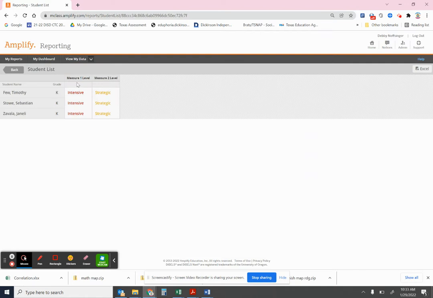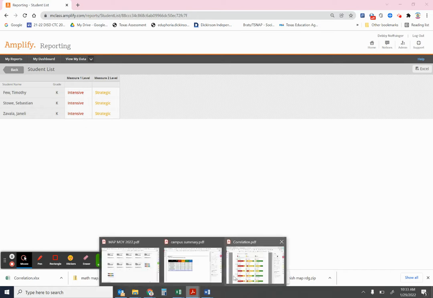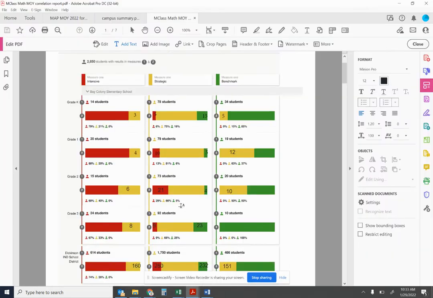So this says that in the beginning of the year, this student was at the intensive level, but now they're at the strategic. So it shows you the name of the students that moved from one level to the other. Okay. Now what I want to do is I PDF that report, and I will be sending this report to you because I think it's very important that we look beyond just that graphic.